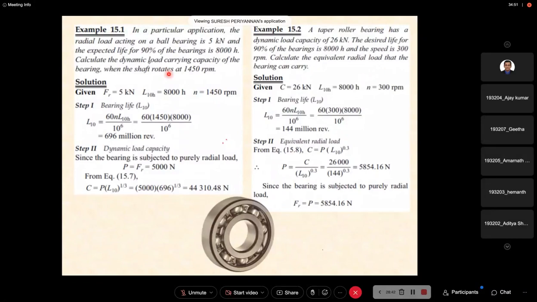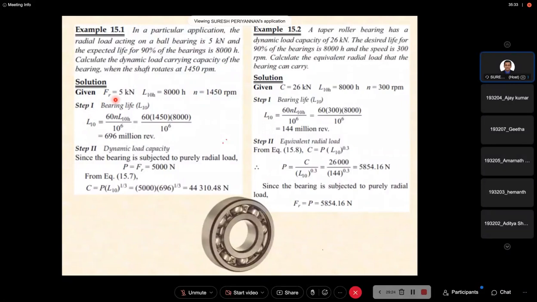See here the problem. For the first problem, in a particular application, the radial load acting on a ball bearing is 5 kilonewton, and the expected life for 90% of the bearings is 8,000 working hours. Calculate the dynamic load carrying capacity of the bearing when the shaft rotates at 1450 rpm. This is a simple question. You may expect this type of question in the GATE exam or some public sector exams.